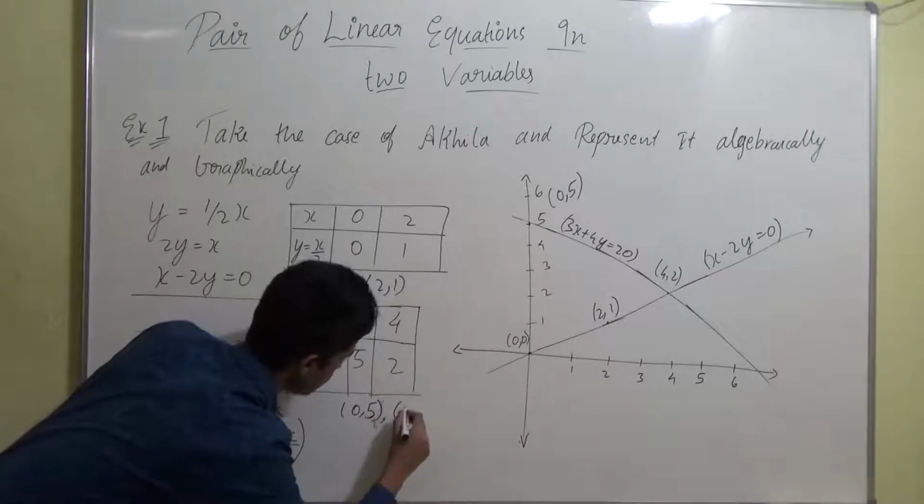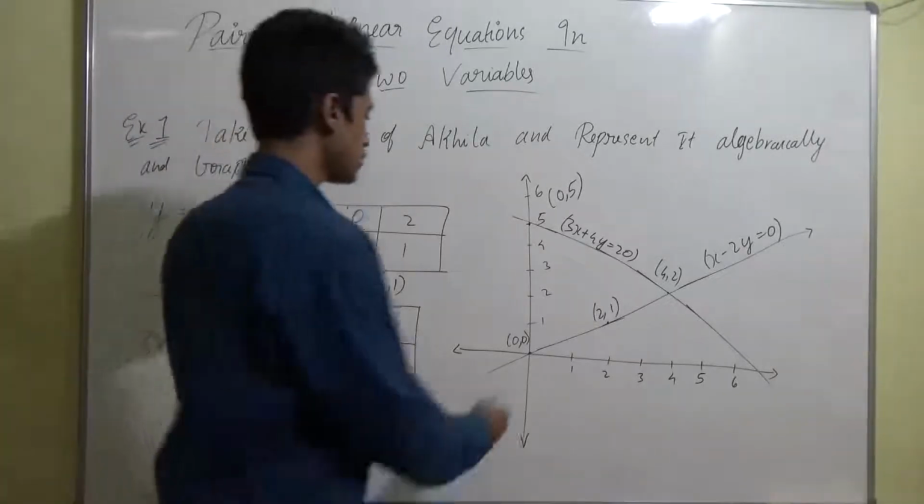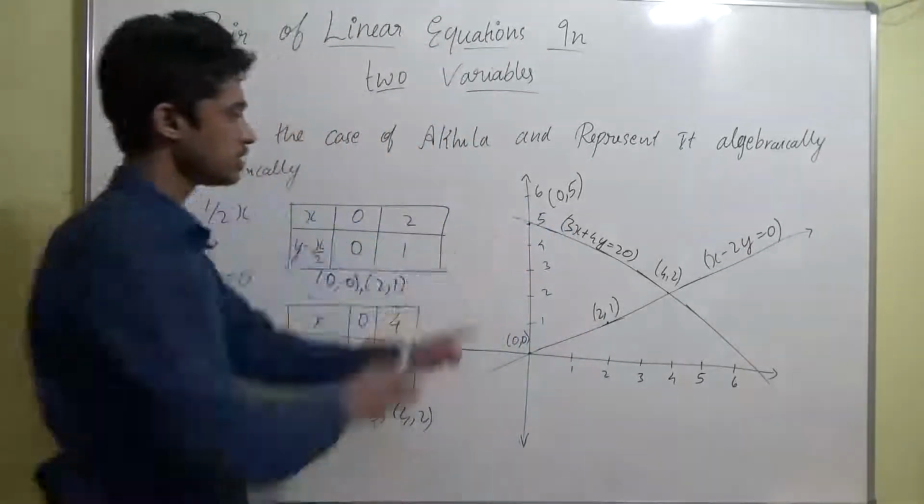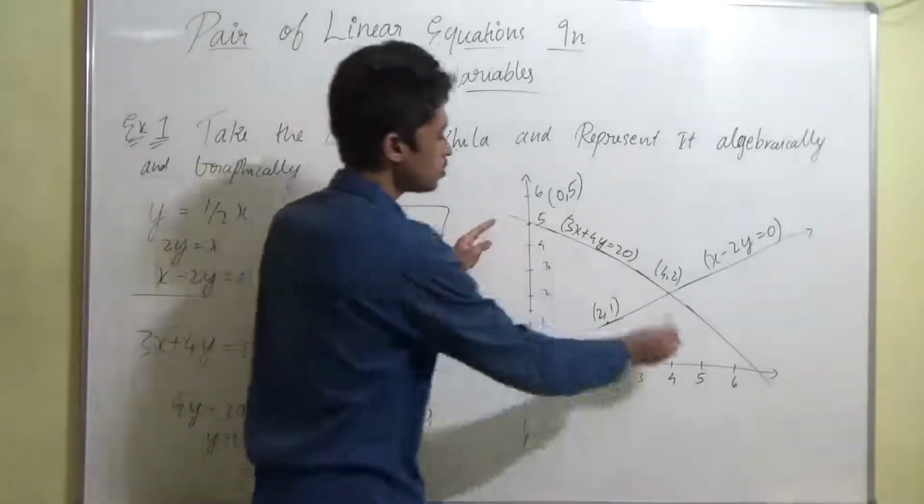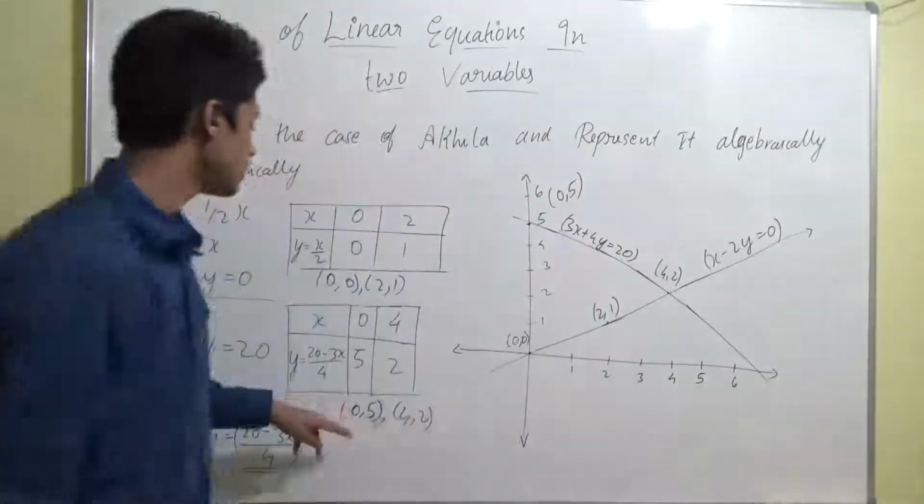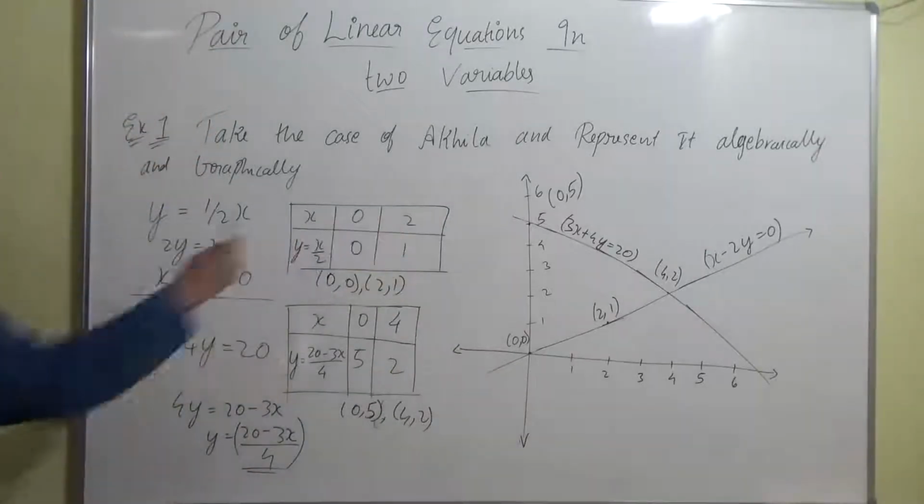0 comma 5 and 4 comma 2. If you plot these 2 points in the graph, 0 comma 5 is here and 4 comma 2 is here. So if you connect these 2 points, you will get a line. This line corresponds to this equation. So this equation's graph is that line.